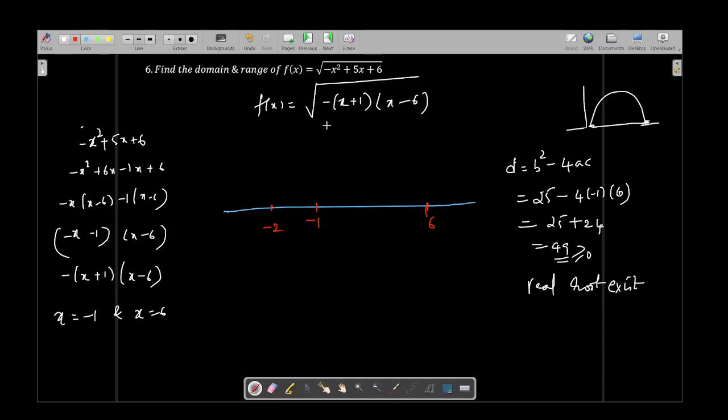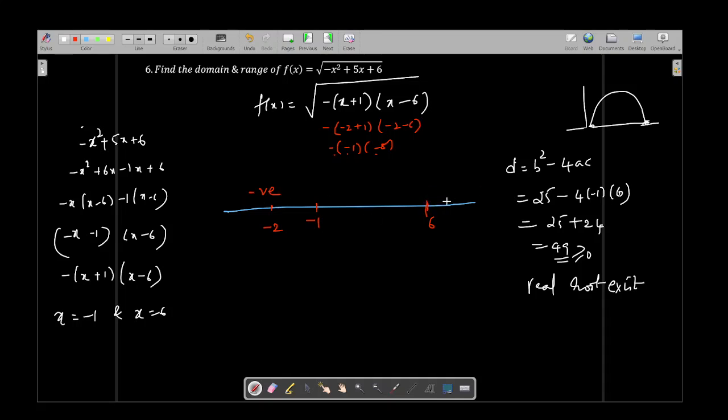If I take -2, what I get is minus of (-2 plus 1), (-2 minus 6). So this one is minus of -1 and -8. So negative into negative into negative. Anything here you get negative. The product will be negative.